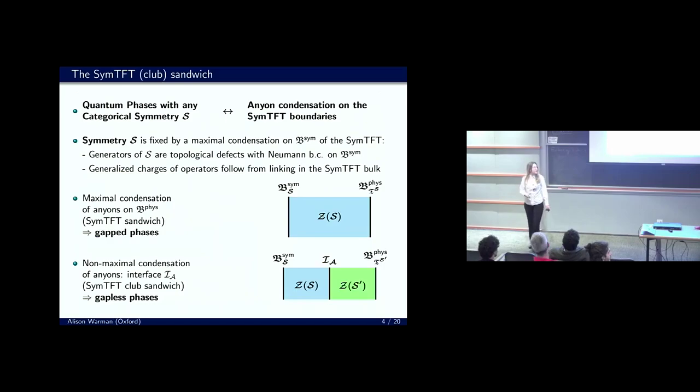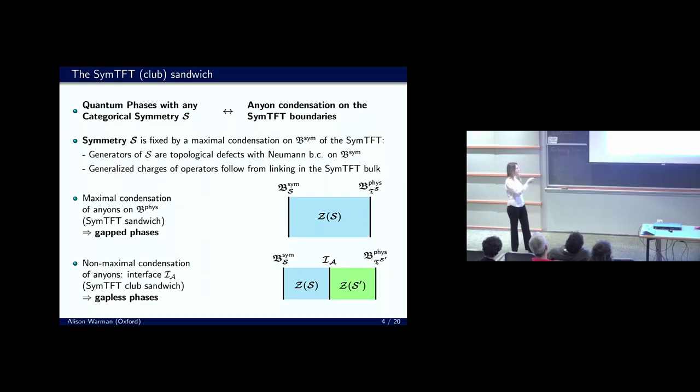So in the SymTFT framework, gapped and gapless phases with categorical symmetry S are described by anyon condensation of the SymTFT boundaries. As was remarked yesterday, this anyon condensation has a slightly different meaning to the word condensation in high energy theory. Here, a condensable algebra of anyons is formed by bosons, which are also mutually local among them, so they have no braiding signs. This means that they can be condensed, so they can end on a symmetry boundary and become trivial.